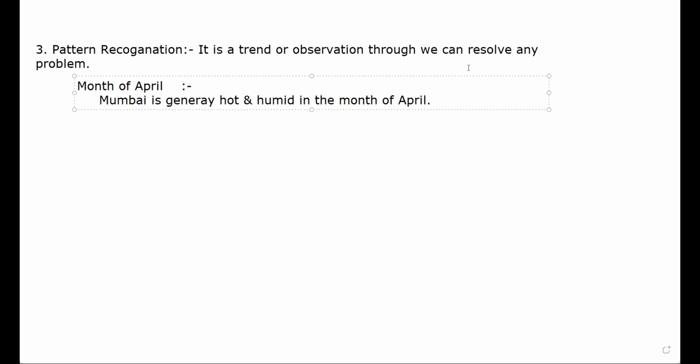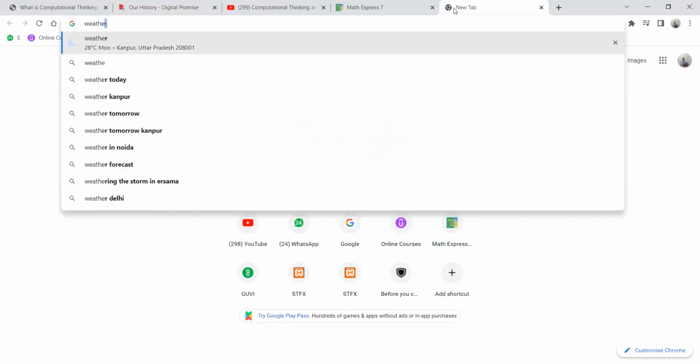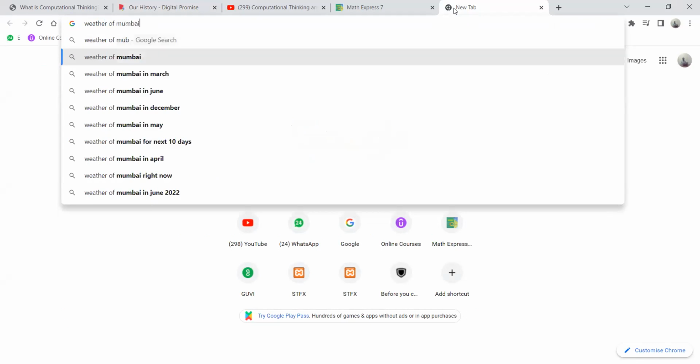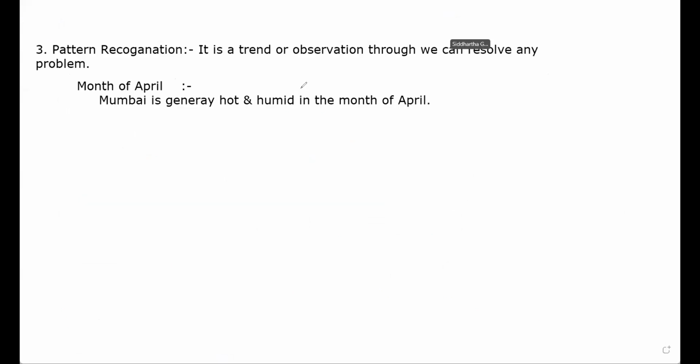आपने इंटरनेट से चेक कर लिया, जैसे मैं अभी चेक कर लेता हूँ मुंबई का वेदर टेम्परेचर कितना, मैं अभी शेयर करता हूँ आपसे स्क्रीन. ओके, जस्ट वेट फॉर अ सेकेंड. टेम्परेचर ऑफ वेदर ऑफ मुंबई. As you can see, I can easily see the temperature of Mumbai, which is 29 degrees, which is relatively hot. So my dear student, we have to understand the pattern that Mumbai is generally very hot, you can say, in the month of April.